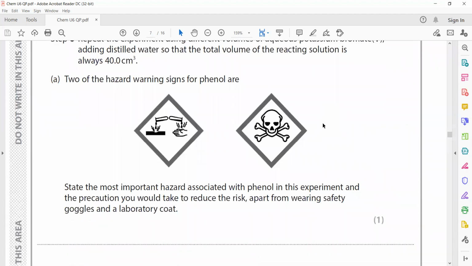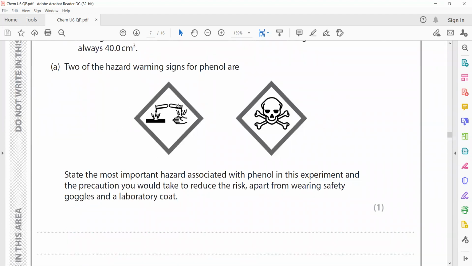Two hazard warning signs are shown for phenol. This is showing it is corrosive and toxic. State the most important hazard associated with phenol in this experiment and the precaution. In this experiment, because we are adding phenol to a boiling tube and then transferring, the most important one is that it is corrosive. And the safety precaution when it is corrosive, so we can wear gloves.